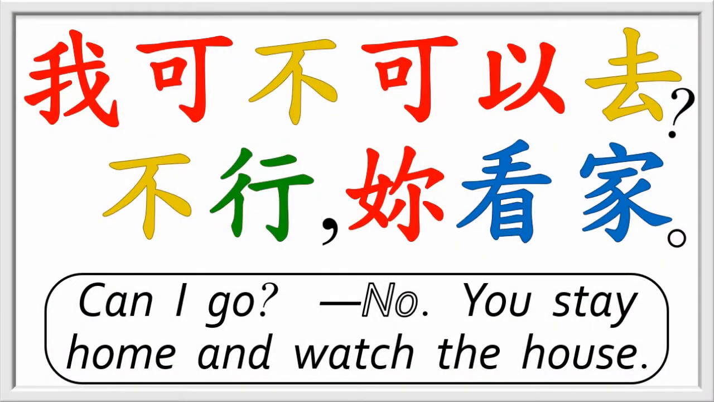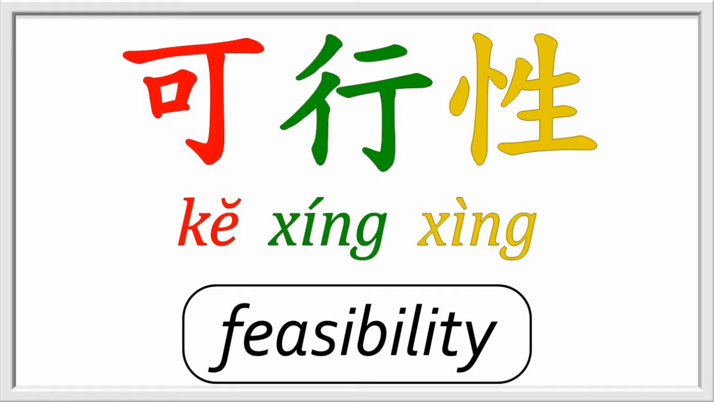Here's a snippet of conversation. 我可以不可以去? 不行, 你看家. May I go? No. You stay home and look after the house. Along the same lines of giving permission is the expression 可行, meaning feasible or doable, and its abstract noun 可行性, feasibility. 流行 is the phrase for fashionable, current, in vogue. But if referring to a contagious disease, it means prevalent.